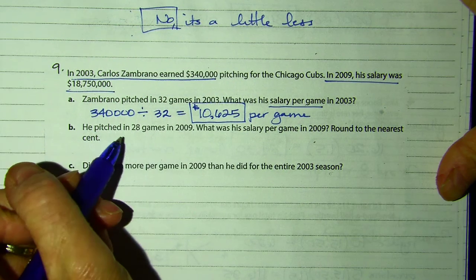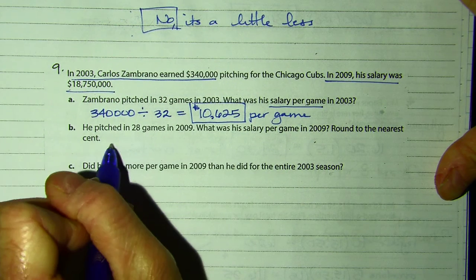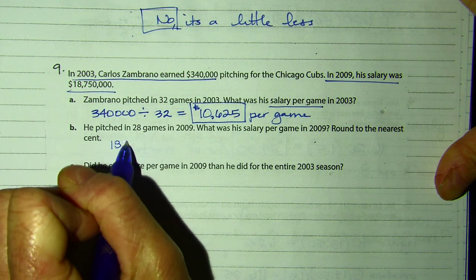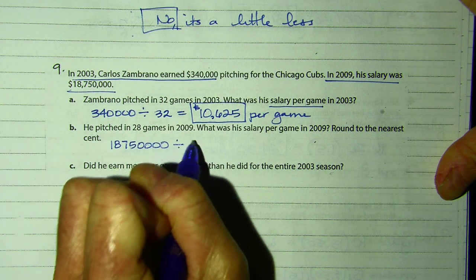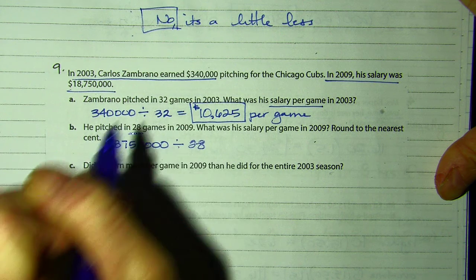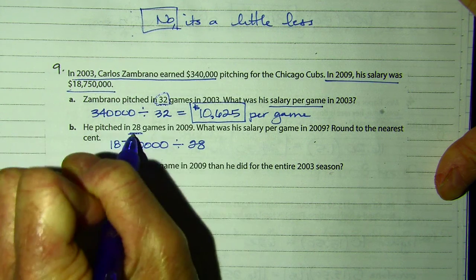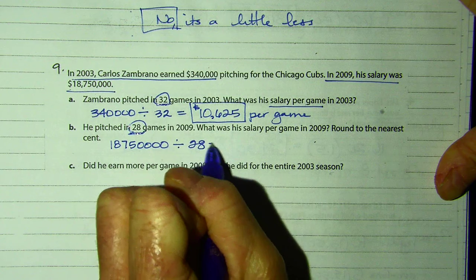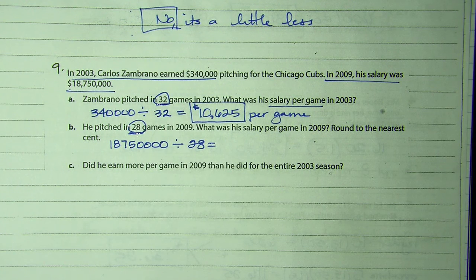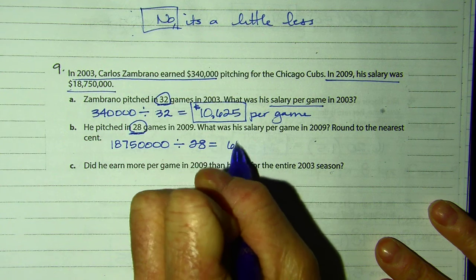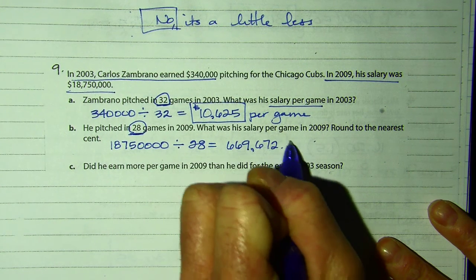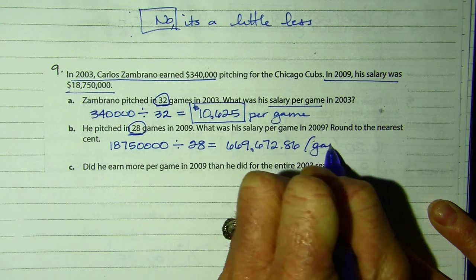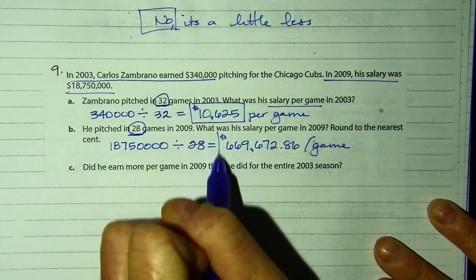But let's move on to 2009. In 2009, he had $18,750,000 and he pitched 28 games, which is said right here. So if I divide that, oh boy, do I get a high amount per game. If you divide that, he made almost $700,000 per game. It's insane.